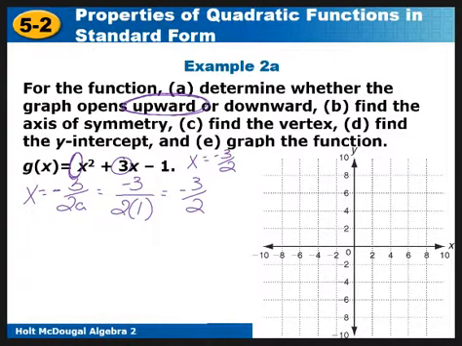Now, we're going to use that same number to find the vertex. Basically, what I'm going to do here is fill in -3 over 2 wherever there's an x.